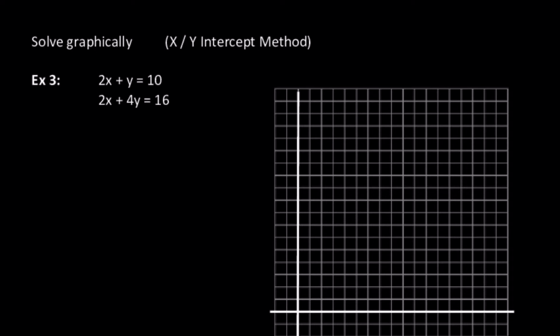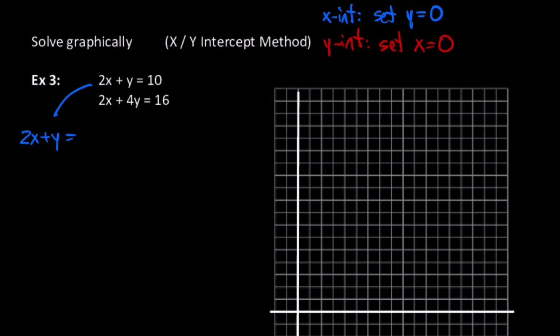Here's how it works. We need to remember the concept that if you want to find the x-intercept of something, that means you set y equal to 0. If you want to find the y-intercept of something, you set x equal to 0. So if I take this top equation here, let me rewrite it, 2x plus y equals 10, and I want the x-intercept, that means y is going to be 0. So what's left if you do that? 2x equals 10. Therefore, x equals 5. So the x-intercept of that line is 5.